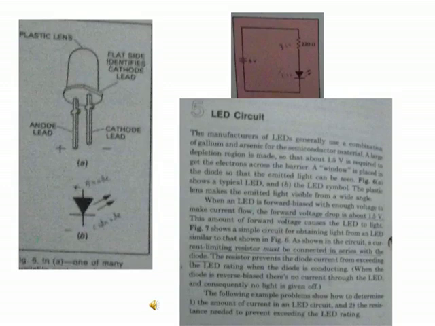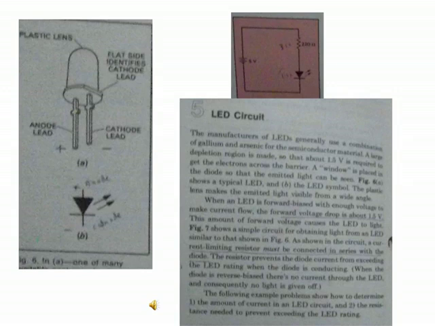So the light emitting diode circuit is in the diagram. You can see there's the anode and the cathode lead. The anode is for the positive, the cathode is for the negative. And also we use the plastic lens in the diagram. When the electrical current flows through this LED, the LED will produce light.